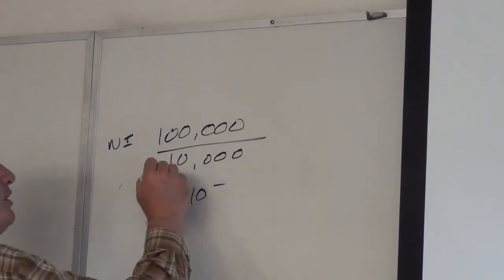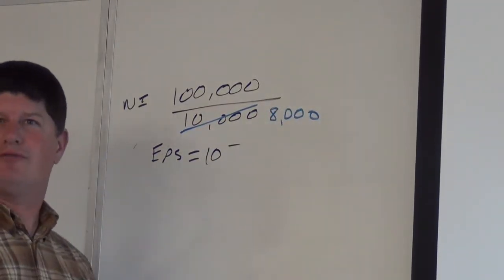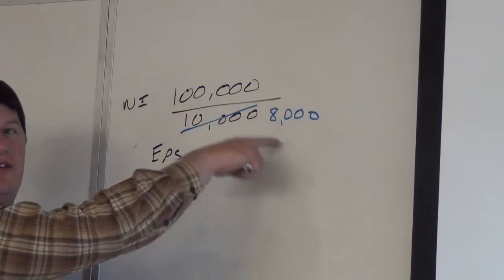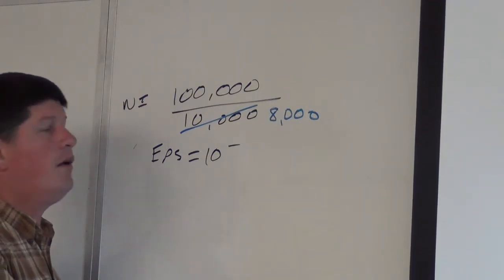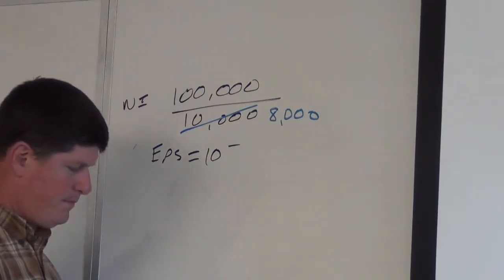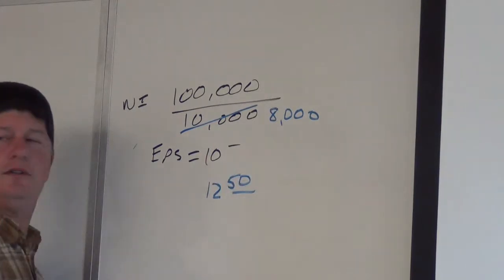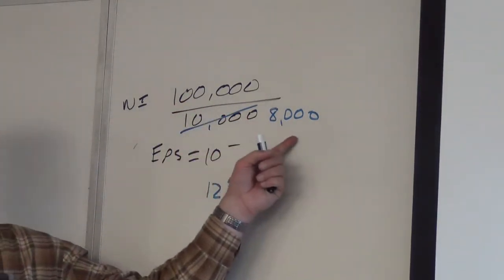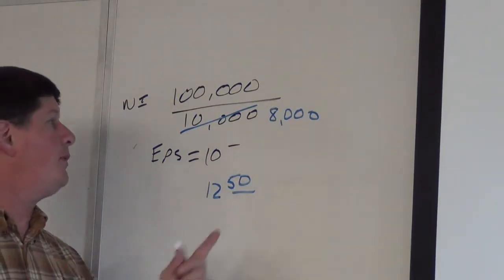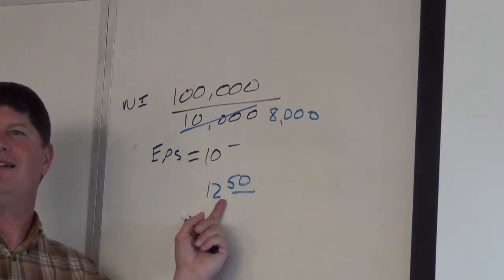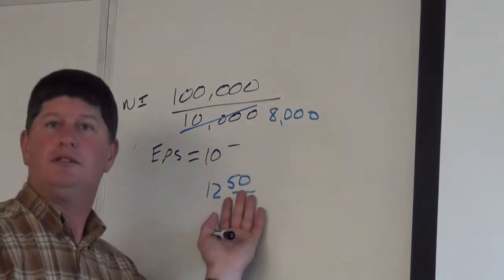Instead of having 10,000 shares outstanding, we only have 8,000 because we bought back 2,000 shares. What's 100,000 divided by 8,000? Anybody? I need a calculator for this. It's not an easy round number. It's 12.50 a share. So my earnings per share just went up by 25%. And you go, big deal, right? Well, the bigger the better.